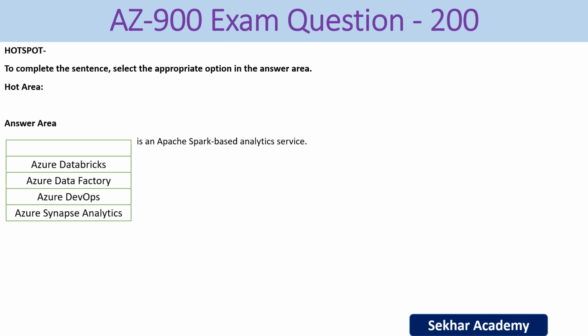AZ-900 exam question number 200. To complete the sentence, select the appropriate option in the answer area. So in the answer area, you need to choose the right Azure service here. So which service is an Apache Spark based analytics service? The options we have: Azure Databricks, Azure Data Factory, Azure DevOps, Azure Synapse Analytics, right? So the right answer is Azure Databricks, an Apache Spark based analytics service in the Azure cloud.